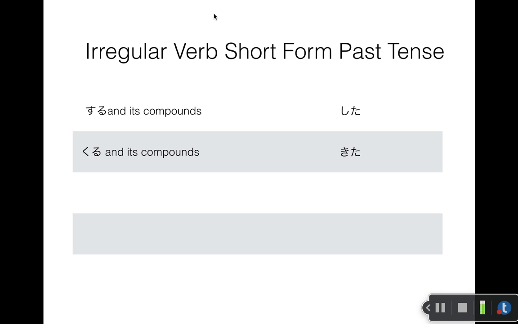With irregular verbs, again, as always, you just have to memorize what the short forms in the past tense are. For suru and its compounds like benkyou suru or sentaku suru, it's shita. Benkyou shita, sentaku shita. For kuru and its compounds like motte kuru, it becomes kita. So kita, motte kita.